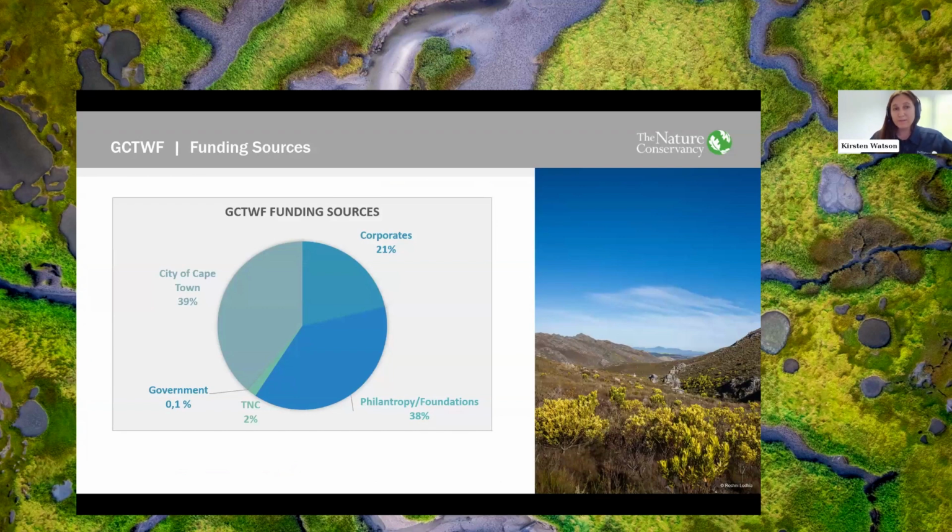The last working group is funding. So this doesn't work unless the funding is secured. And you need all of the previous governance structures to make the funding work. So this is the funding sources secured to date for the Greater Cape Town Water Fund. You can see a blend of a large local investment support from the city of Cape Town, just $7,000, corporate investment and philanthropy and foundations.